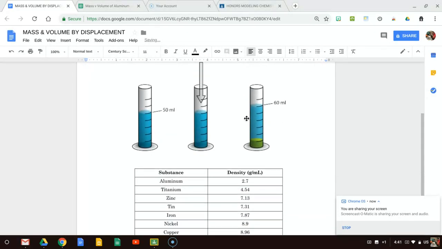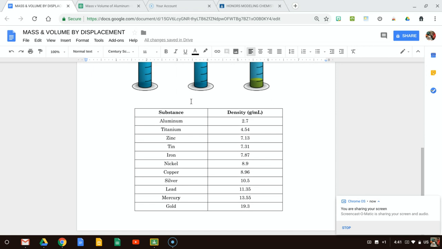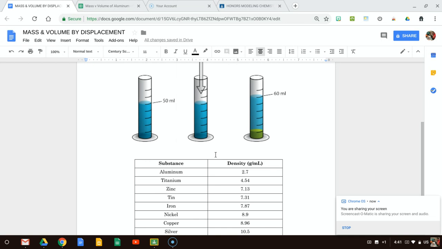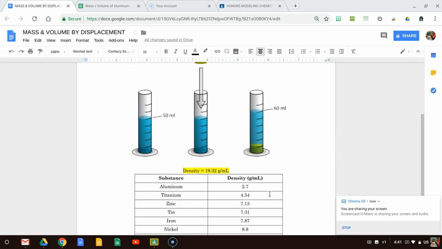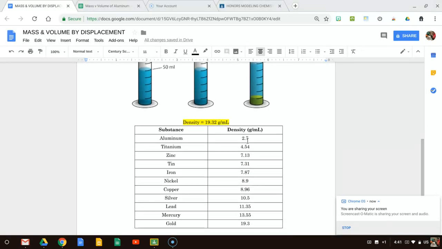What if I want to identify it? Well, here is a table of known substances and densities. What I could do is write my density here. Density is equal to 19.32 grams per milliliter. And I could try and match up the densities in the table with the density that I calculated. So if I look at my table, I'm looking for something that has a very similar density.